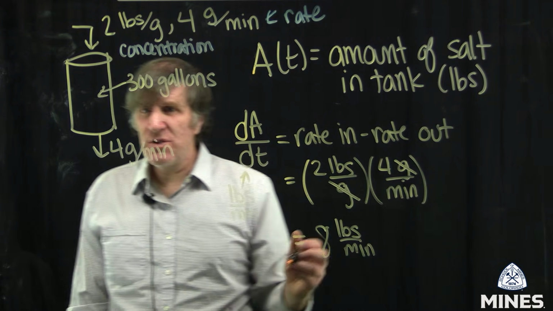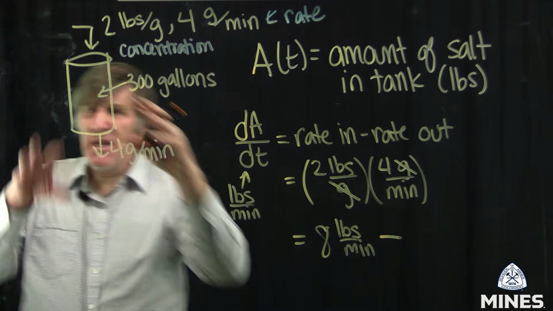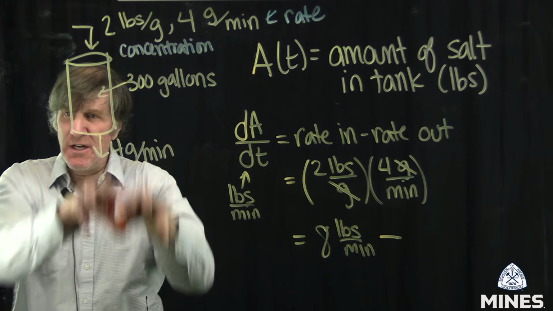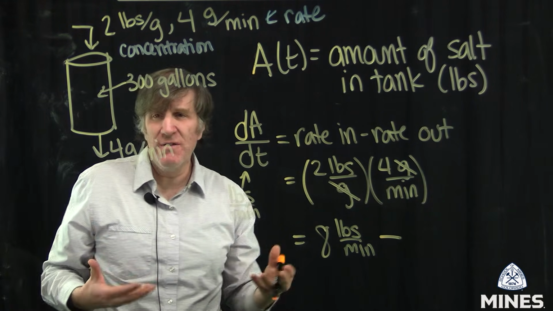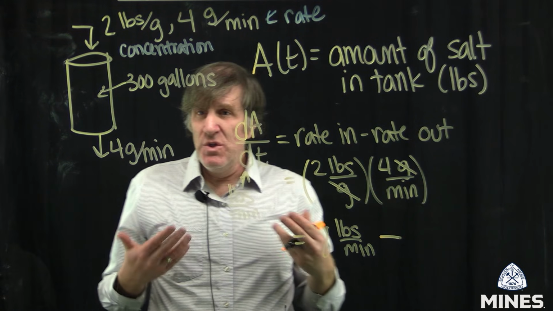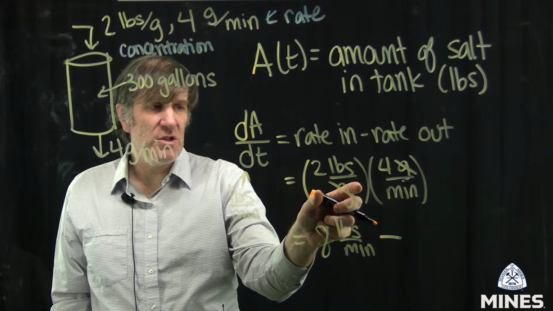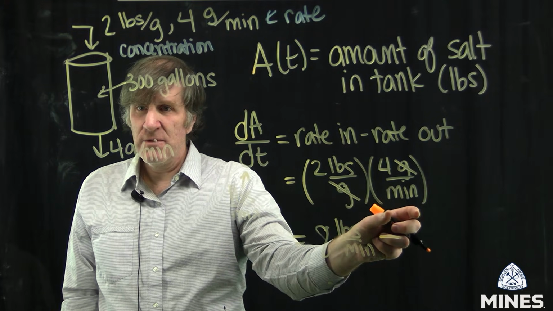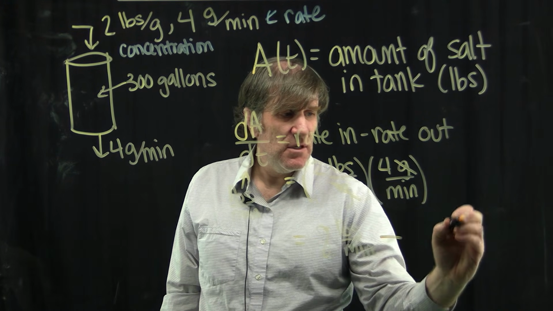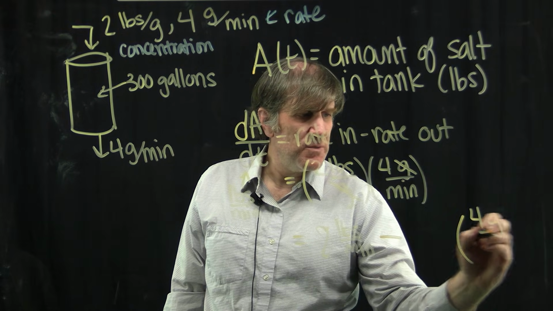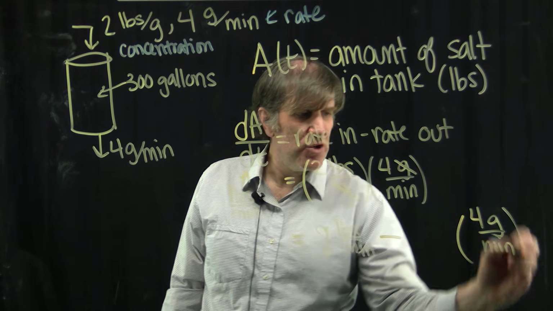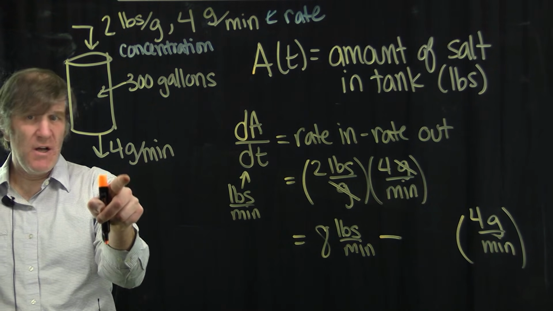The rate out is trickier. It's coming in, it's getting mixed up in here, and then it's draining. So how much salt is leaving every minute? To do that, we need to do something similar. What we did for the rate in is we multiplied the concentration by the rate. Now I know the rate. The rate is 4 gallons per minute. That is the rate at which we are draining the tank, 4 gallons per minute.